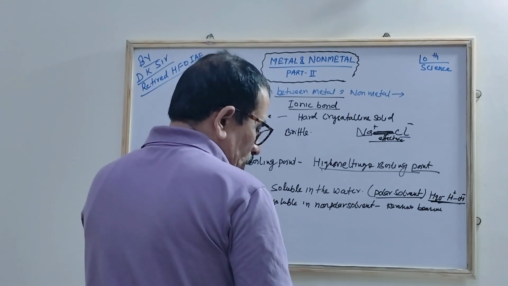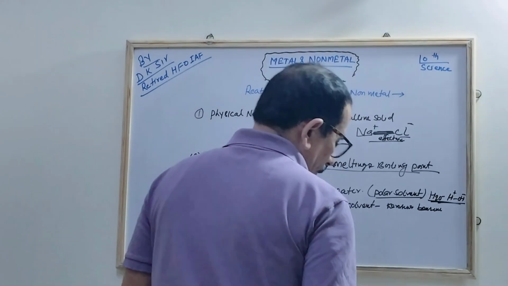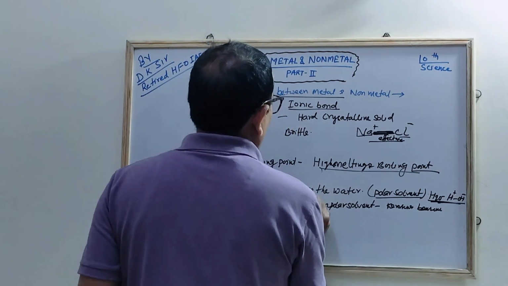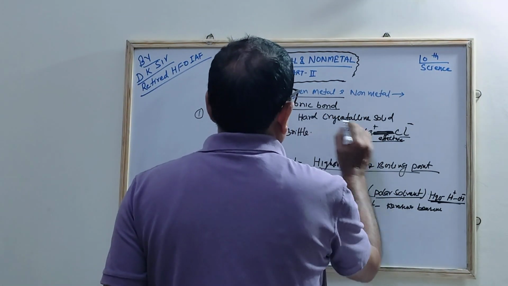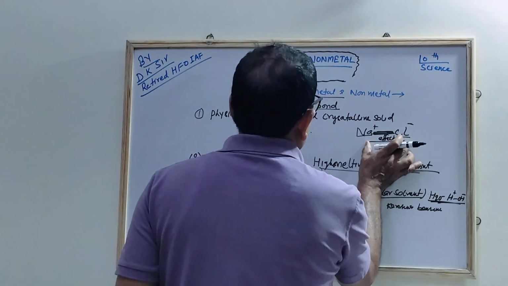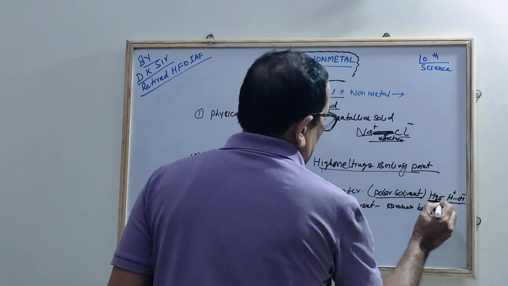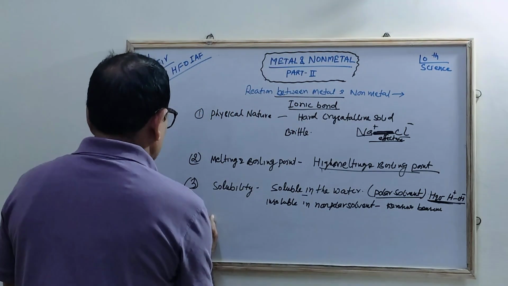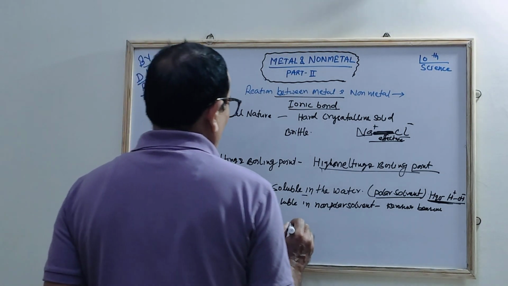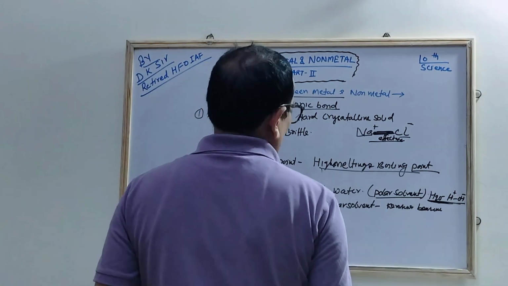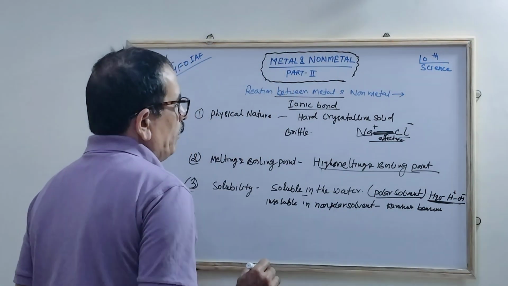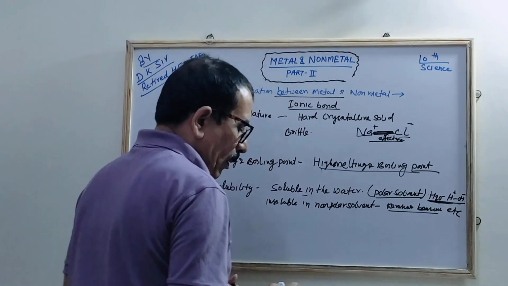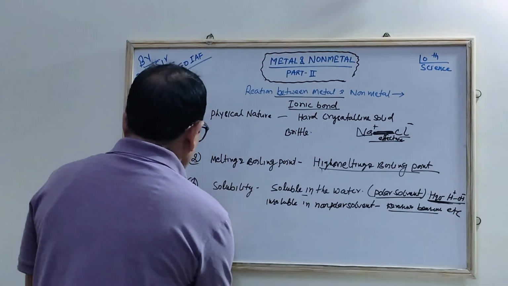Okay, so you understood. So it becomes soluble only in water because the ionic bond means it is also having polarity, and H2O is polar because it breaks into H+ and OH-, correct? It will not dissolve, insoluble in non-polar solvents like kerosene and benzene, etc. The fourth property we will see, the conduction of electricity.